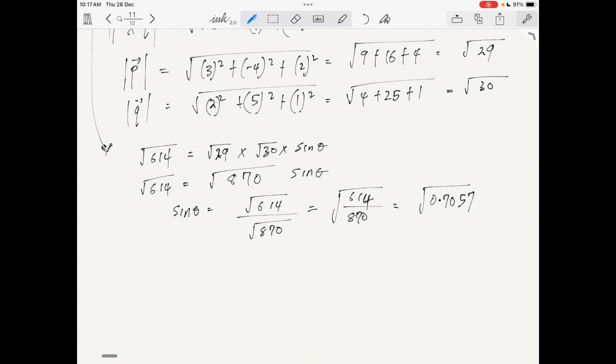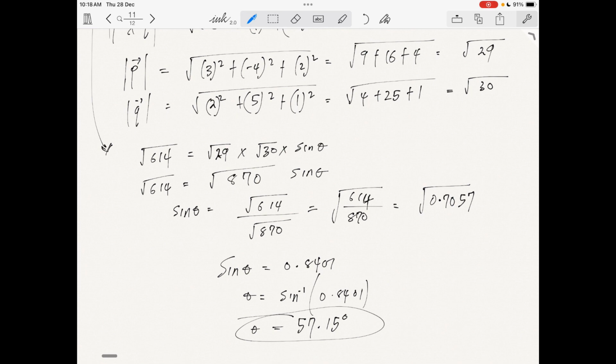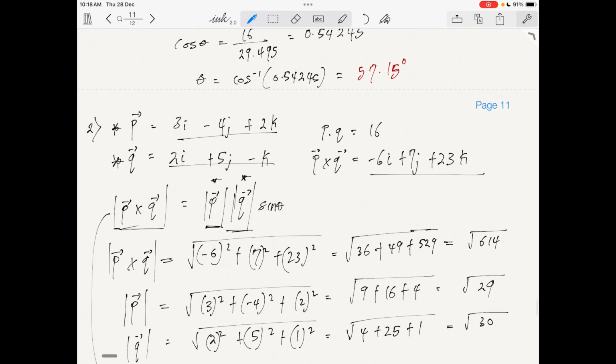So our sine theta will be equal to 0.8401. In that case, we can take the inverse sine or arc sine of 0.8401, and theta will be equal to 57.15 degrees. Now we arrived at the same answer of 57.15 degrees, which is similar to what we had before.